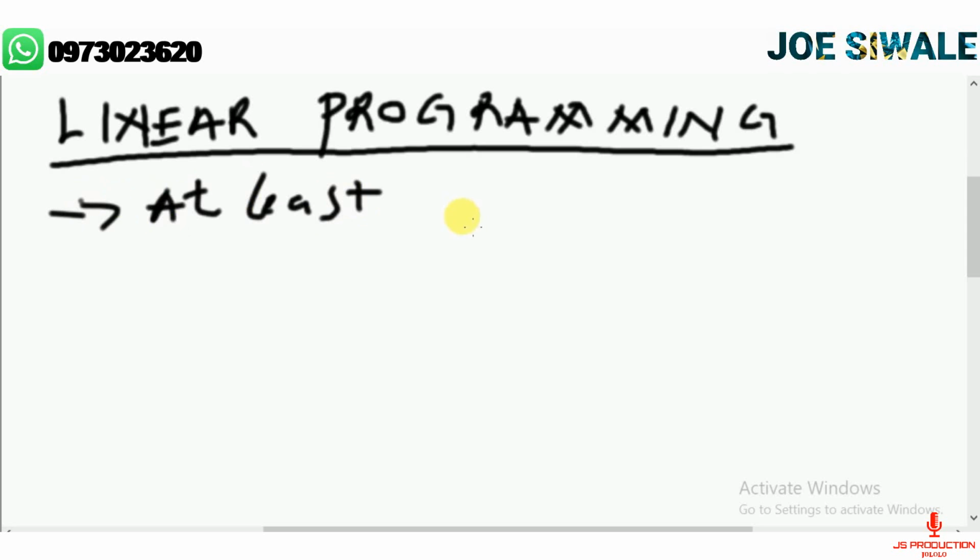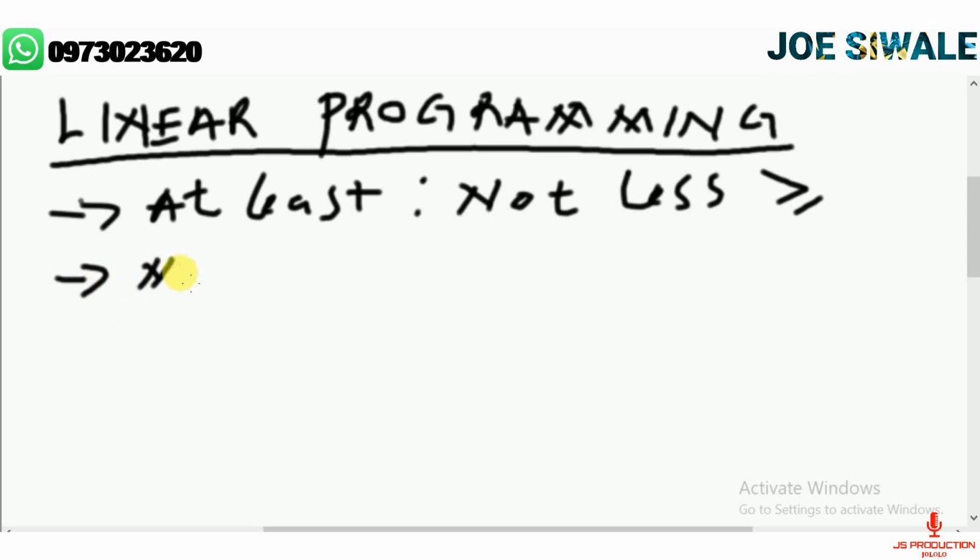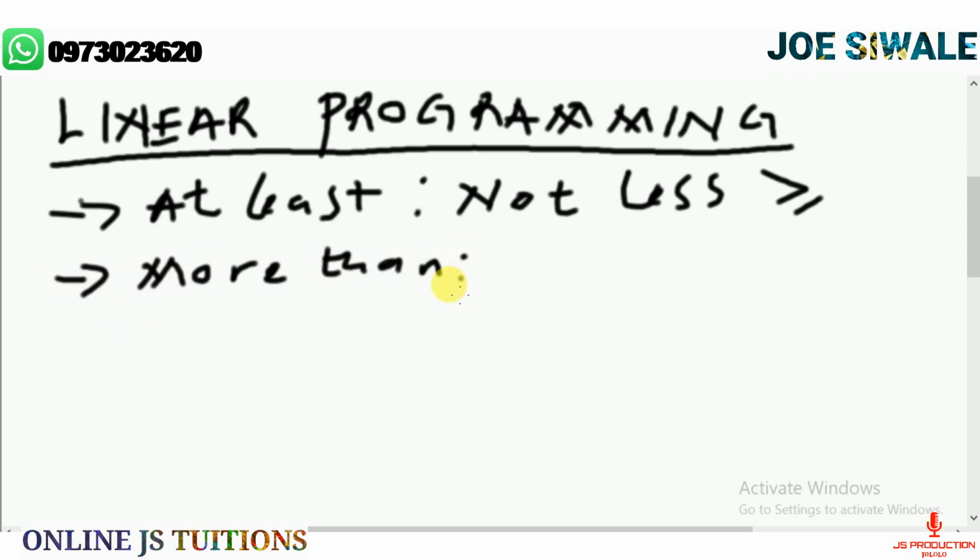in most of the situations. "At least" is used, and at least means not less than. So at least means not less than, and the symbol that we use when you have at least in a particular situation is greater than or equal to. Then the other word that is used is more than. And more than, the symbol that we represent more than is greater than or equal to.